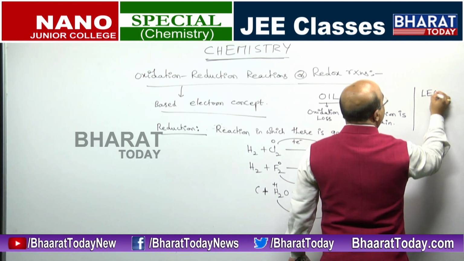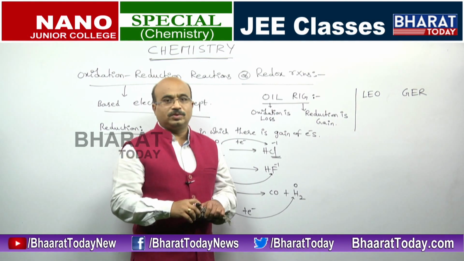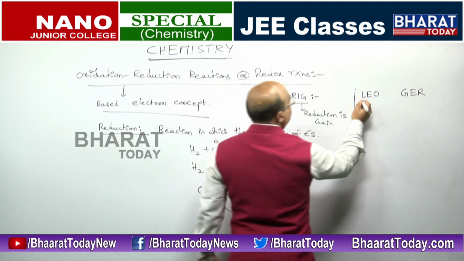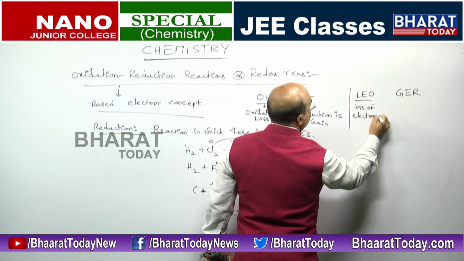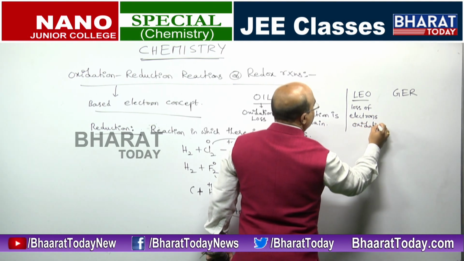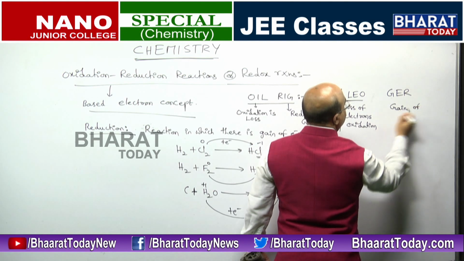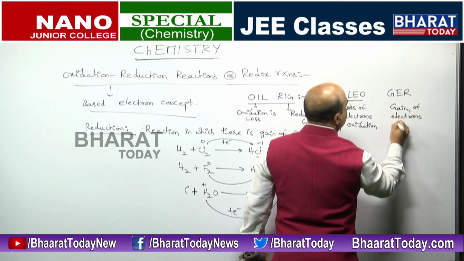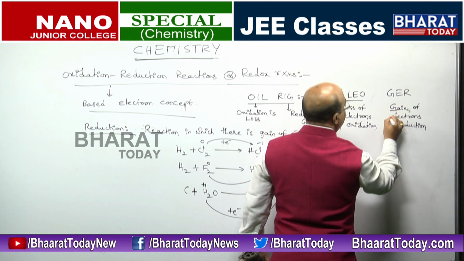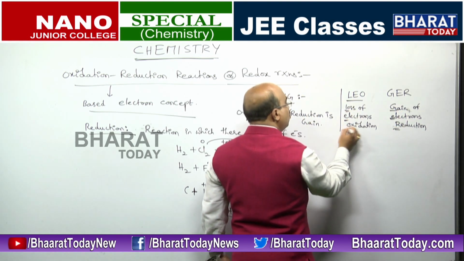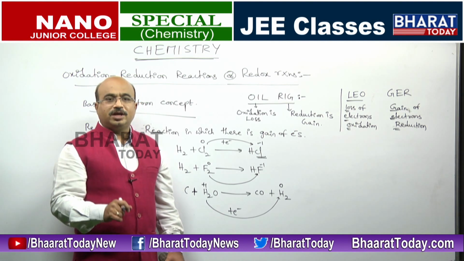Even you can remember this one: Leo, that is lion, says Ger. LEO stands for Loss of Electrons is Oxidation, and GER stands for Gain of Electrons is Reduction. So this is the way we can explain reduction and oxidation reactions.